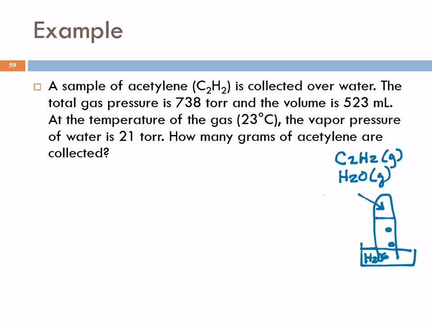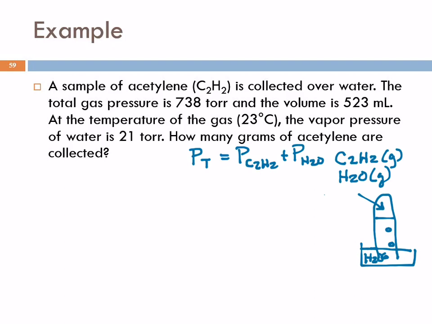So the total pressure there, according to Dalton's law, is the partial pressure of the acetylene plus the partial pressure of the water. Do we know any of those values? Yeah. We're told right here that the total pressure is 738. And then they saved us the trouble of looking up the vapor pressure of water. The vapor pressure of water is 21 torr.